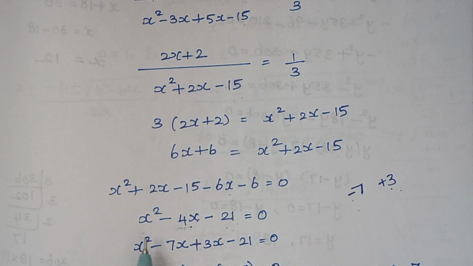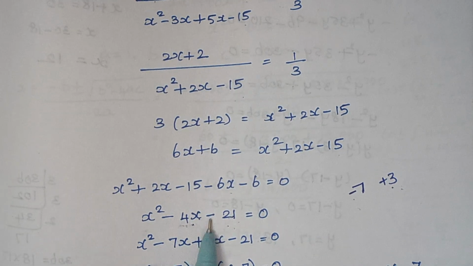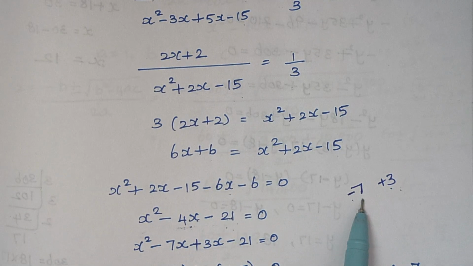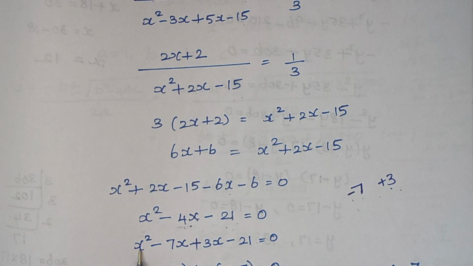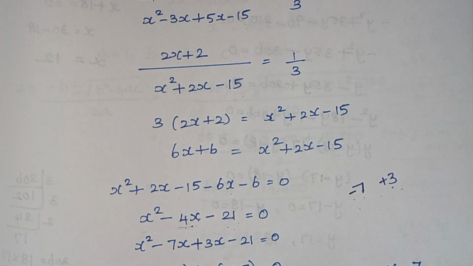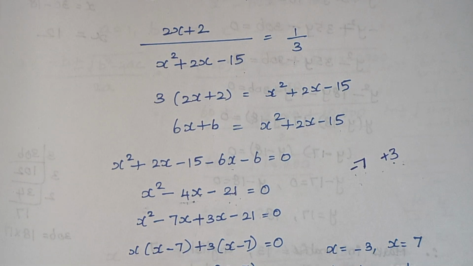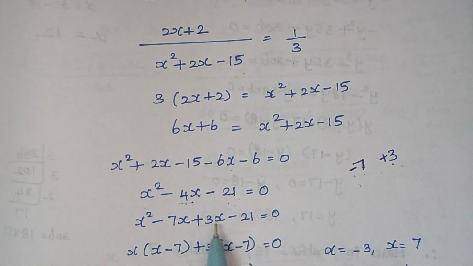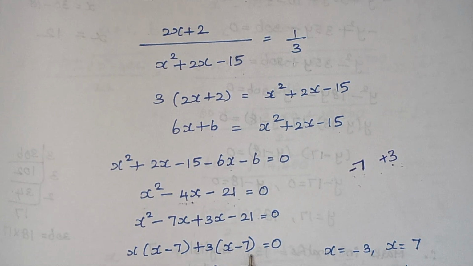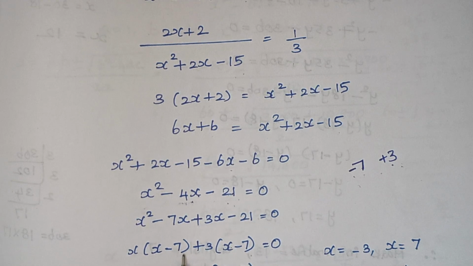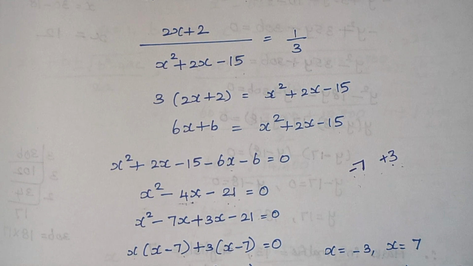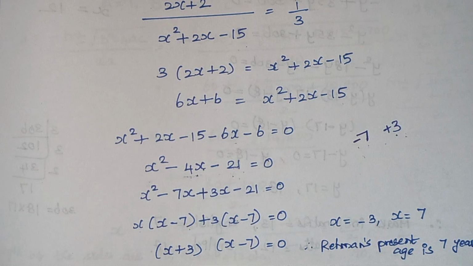So here I am splitting this minus 4x as minus 7x plus 3x. Now when you look at the first two terms, we can take the x term outside. So when you take x outside, the remaining terms are x minus 7. And here when you take 3 outside, the remaining terms are x minus 7. So when you take this x minus 7 commonly outside, the remaining terms are x plus 3. Therefore, the factors are x plus 3 and x minus 7.